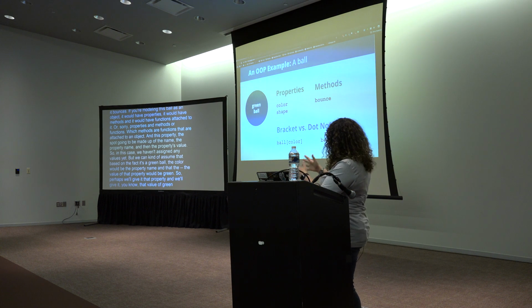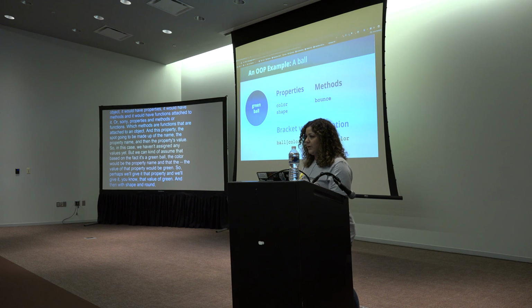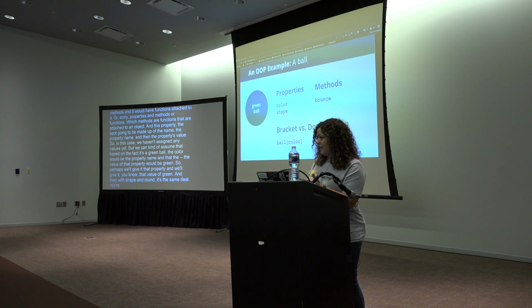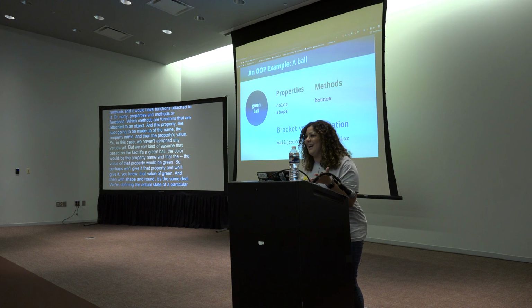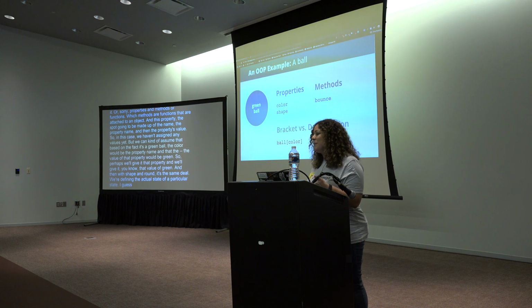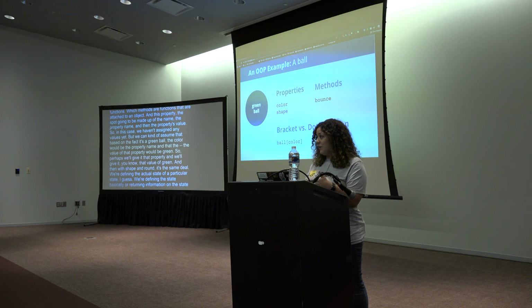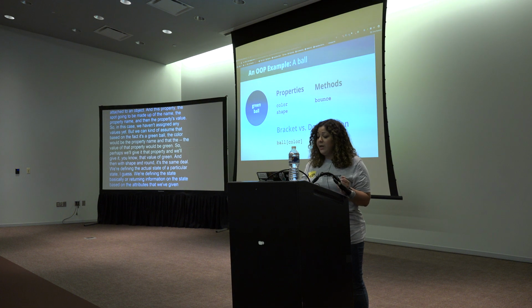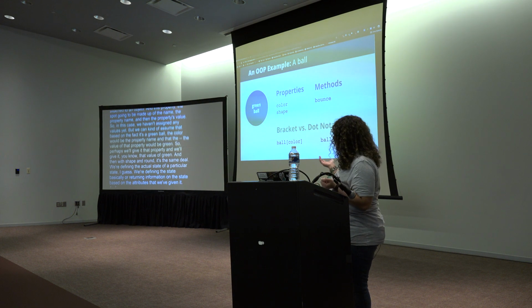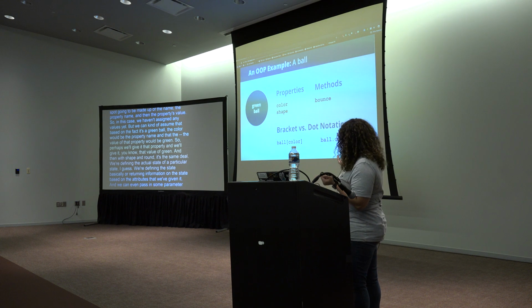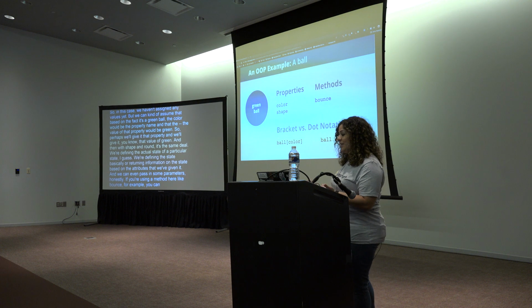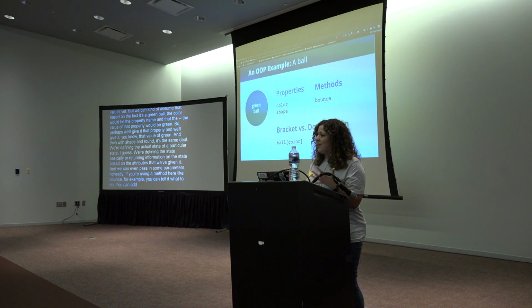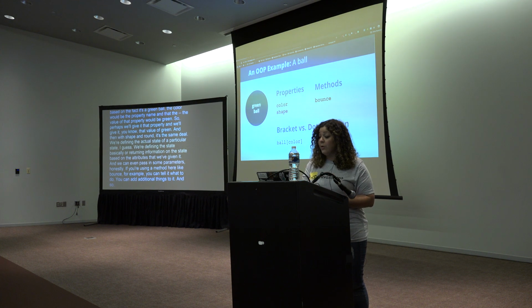So perhaps we'll give it that property of color, and we'll give it that value of green. And with shape and round, it's the same deal. We're defining the actual state, basically, or returning information on the state based on the attributes that we've given it. And we could even pass in some parameters. If you're using a method here like bounce, for example, you can tell it what to do. You can add additional things to it. And so it gives us, again, more control over our code.